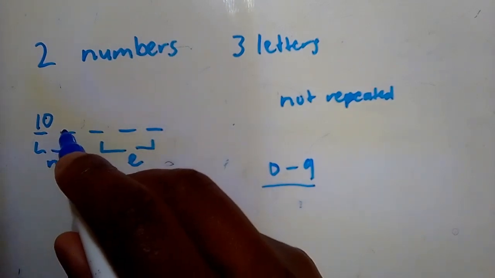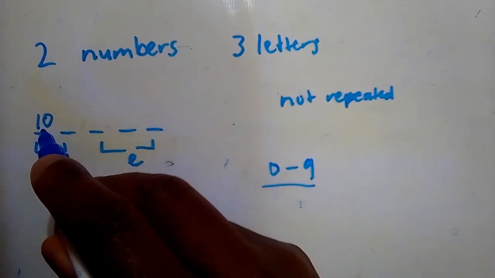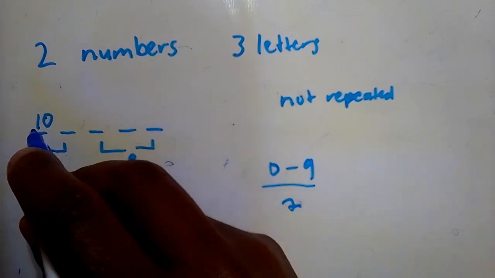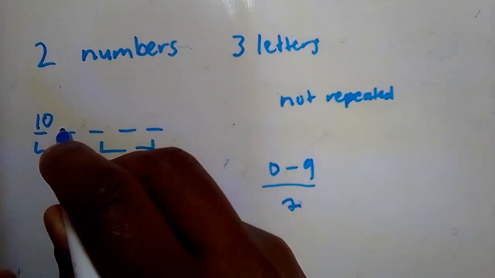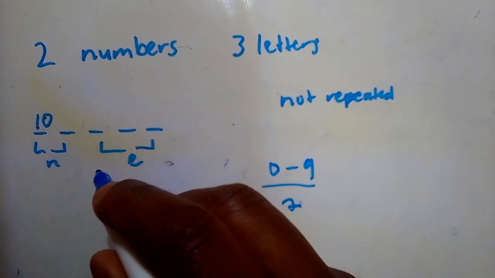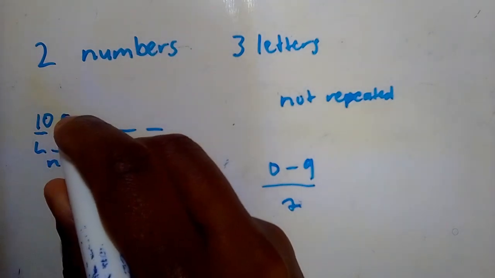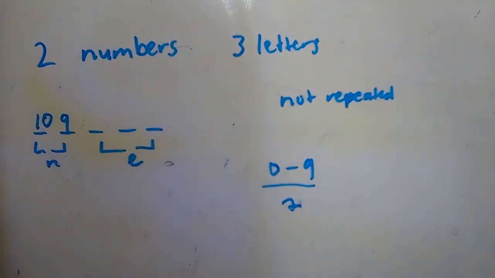In the next dash, since one is already used and we're not allowed to repeat it, for instance, if we choose 7 and put it there, in the next one we can't choose 7 again. So instead of 10 choices, we now have 9 choices since they're not allowed to be repeated. So we're done with the numbers.